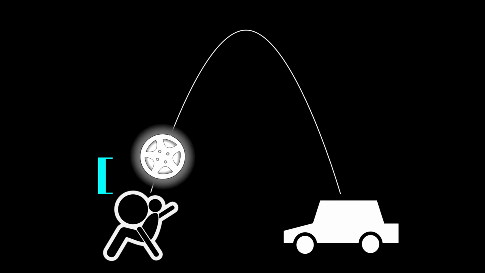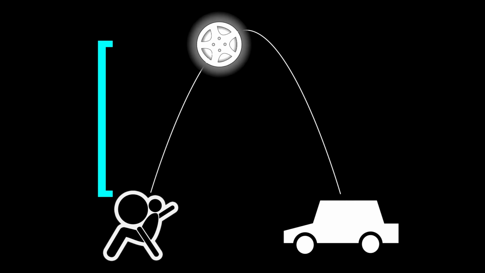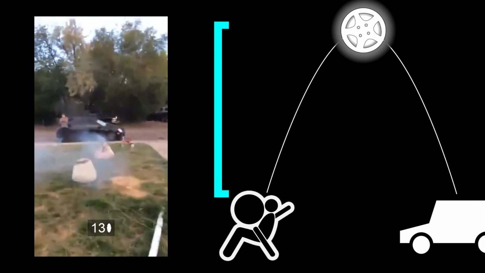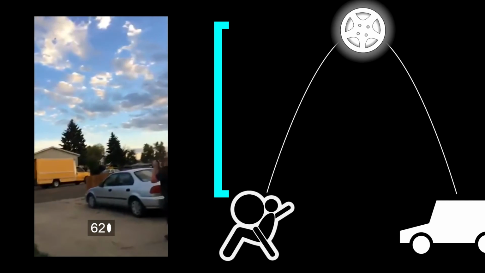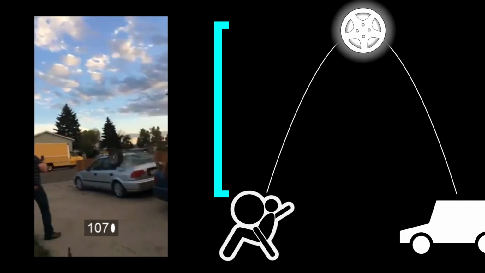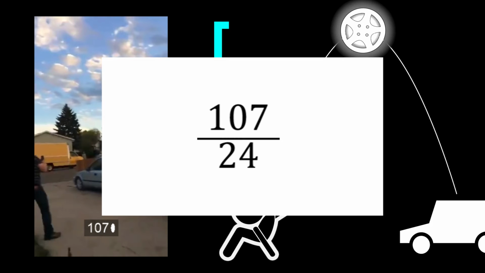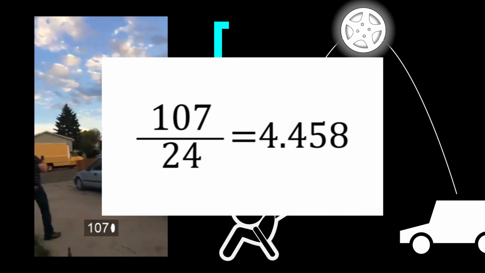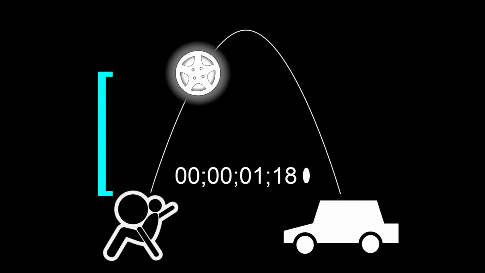Physics! Okay, so let's figure out how high the tire goes. If we watch the video, we can see from the moment the tire is blasted up to when it touches the car, it takes 107 frames of video. The video plays at 24 frames per second, so that means the air time of the tire is 4.458 seconds. But that's the time for the tire to reach the peak height and back down.